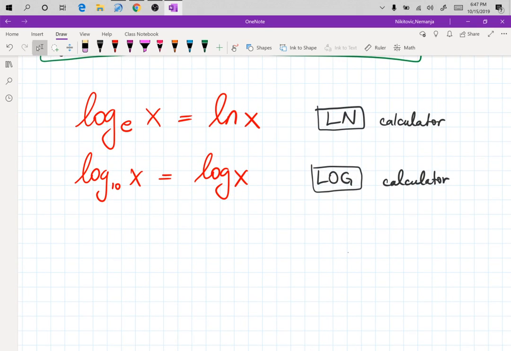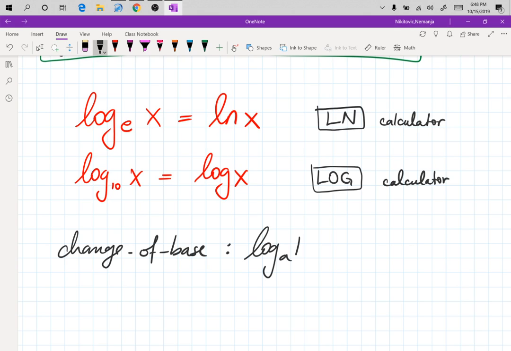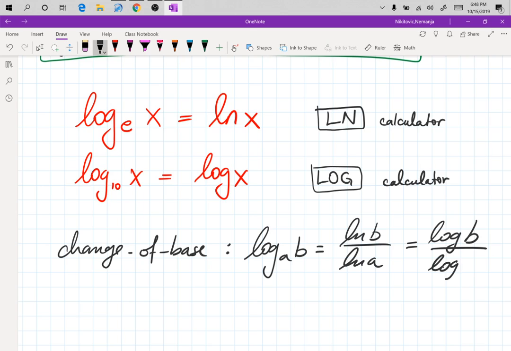So why don't we need all of these? Because there is a formula called the change of base formula that you can use to convert. And that's why calculators don't need all of the bases. The change of base formula goes like this: log base a of b is either ln of b over ln of a, or log of b over log of a.